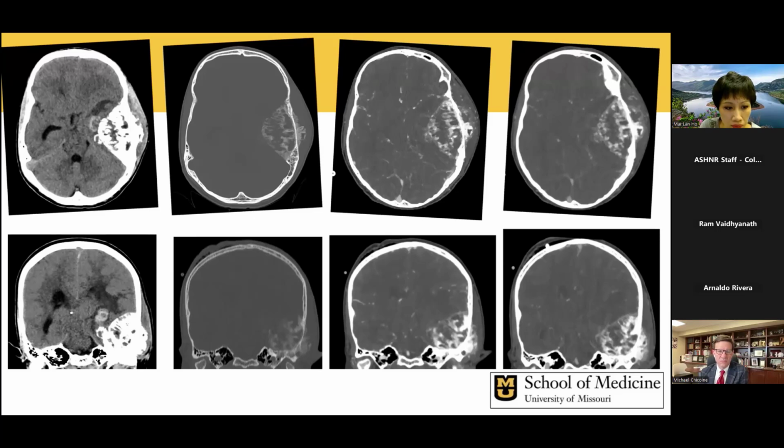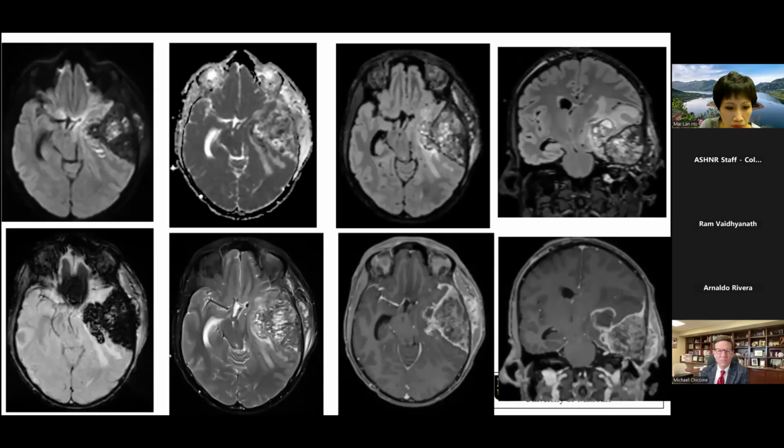I also removed all, or as much as possible, of the air cells of the temporal bone, as well as the bone between the tegmen tympani and tegmen mastoideum and the temporal lobe. Then Dr. Euclid and Andy came in and removed the metastasis from the temporal lobe. And if we go back to the MRI, there was this lesion here. I don't know if you guys can see my cursor.